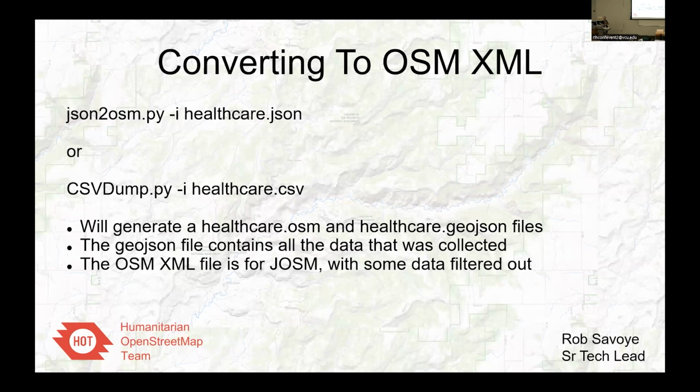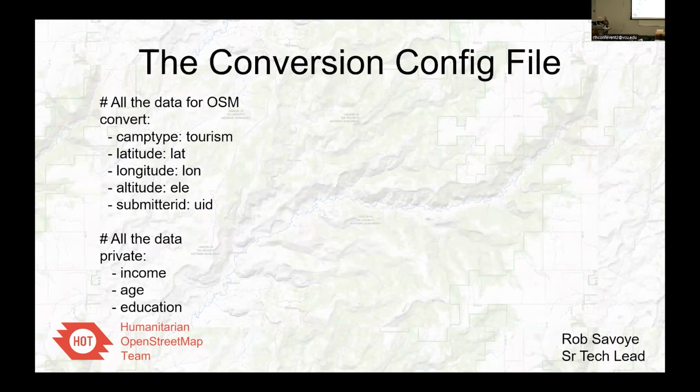And then it also generates an OSM XML file. This is another key detail because I need to conflate it later. And it turns out that the only way I can conflate with existing data is in OSM XML format. I'll explain why in a couple minutes. So basically it uses a YAML-based config file for all the translations.